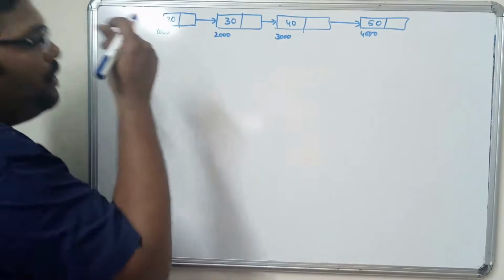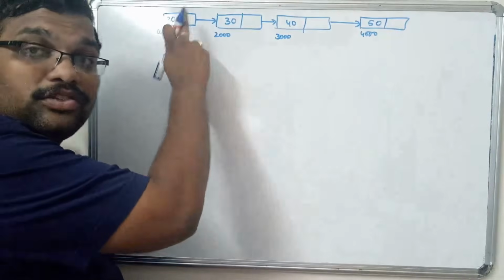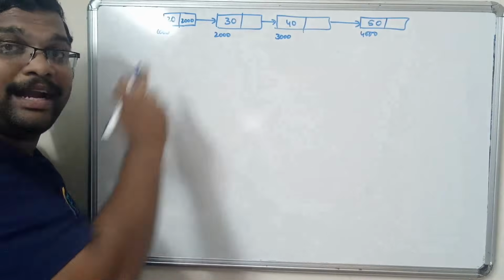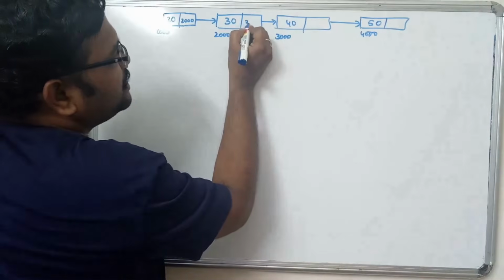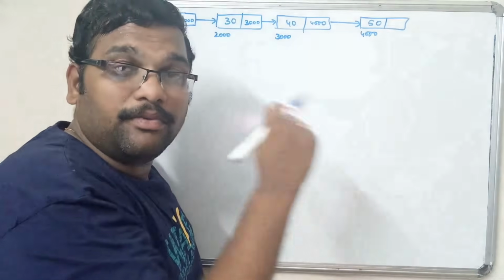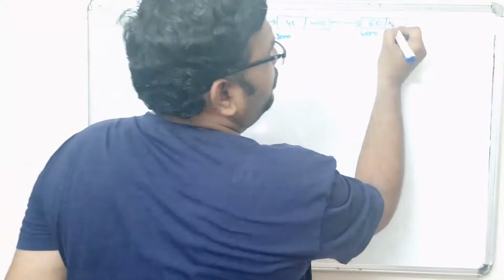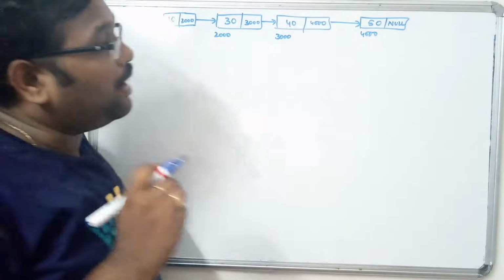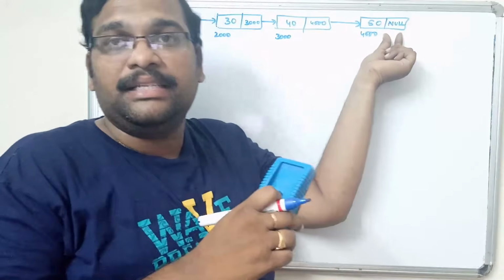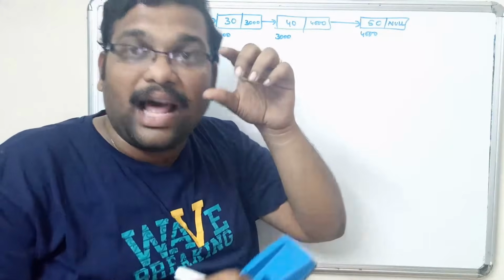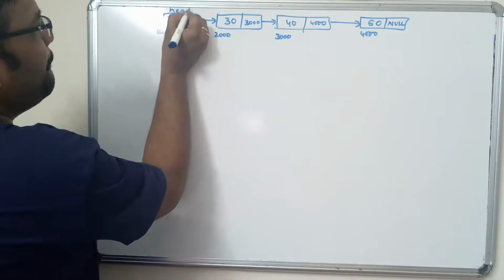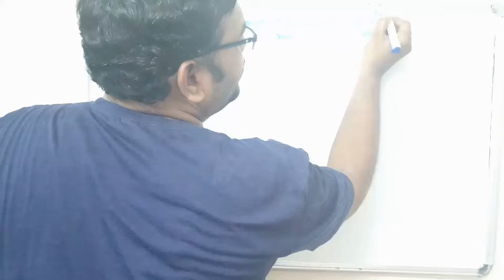Every node consists of a second field, the address of the next node. So here 2000 will be saved, the address of 40 is 3000, and here the address of 50 is 4000. What about the last element? The address will be null. If any node has null in the place of the address, we can consider it the last element of the list. So this is the head, and this is the tail.